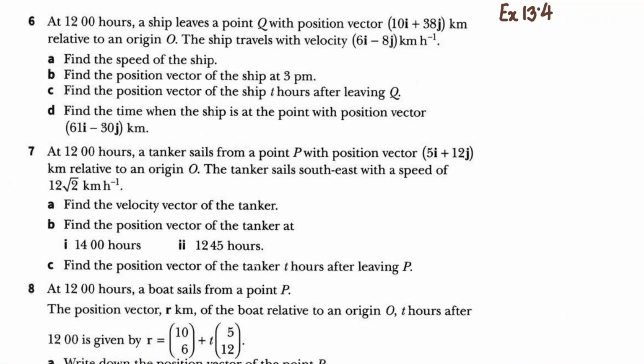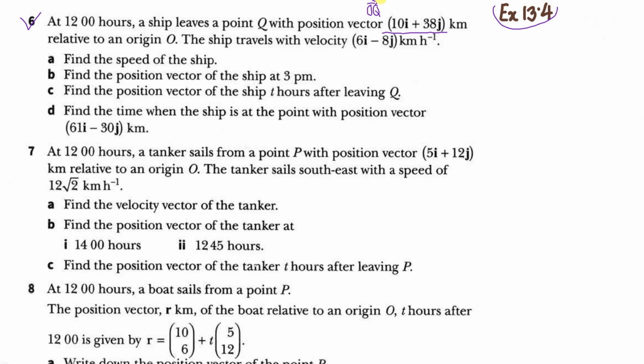Back in my another vector tutorial, we are solving from exercise 13.4. In this stage I'm going to show you question number 6, and it's written here: at 12 hours a ship leaves at a point Q with position vector. This is its initial position, relative to the origin, I mean the position vector we can write here as OQ. It is given here.